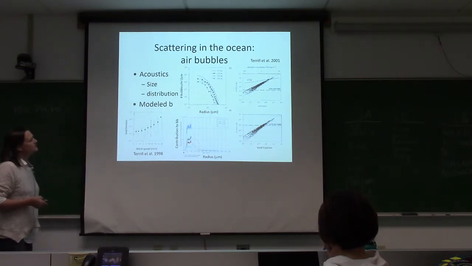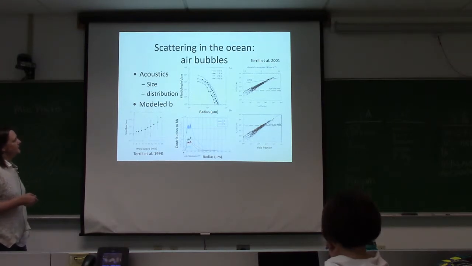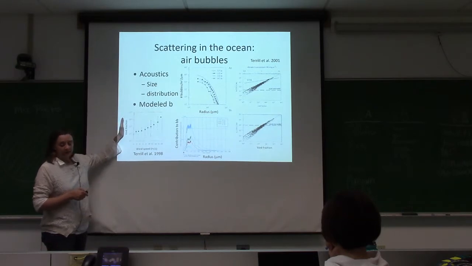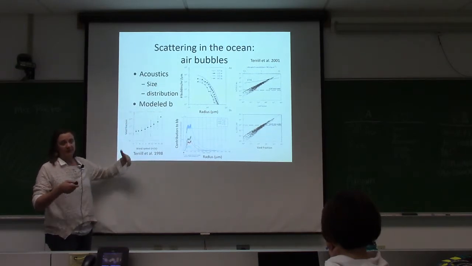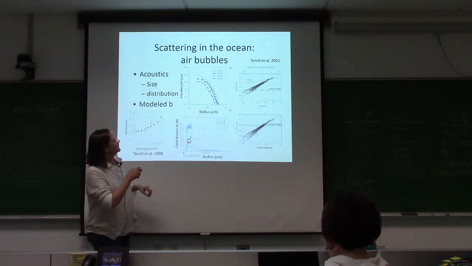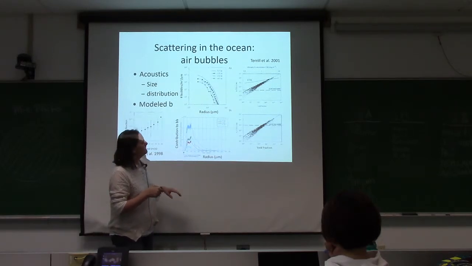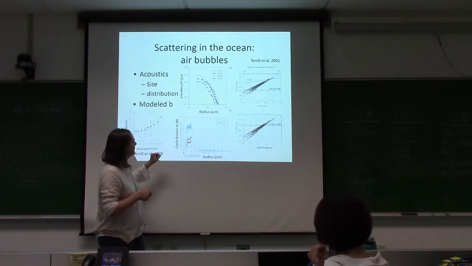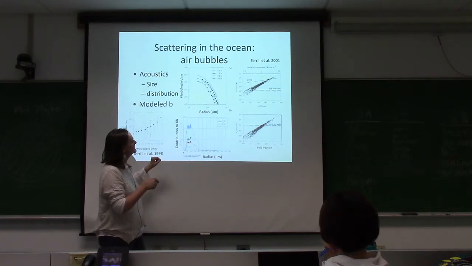Scattering in the ocean due to bubbles. This is a study that uses acoustics to get the size distribution. They characterize, as a function of wind speed, the void fraction of the water, which would be the bubble fraction, right? And then they looked at the number of bubbles per cubic meter as a function of size. So here is the size spectrum, which they measured with acoustics.